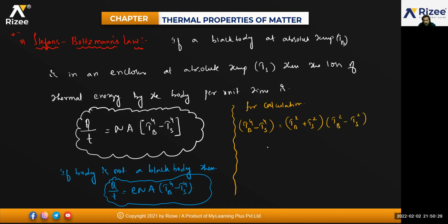So TB to the power of 4, temperature of the black body to the power of 4 minus temperature of the surrounding to the power of 4 can be written as TB square plus TS square into TB square minus TS square, that is A square plus B square into A square minus B square. A square minus B square can be written as A plus B into A minus B form. I'm just expanding that and doing the calculations, you'll get the answer. Clear, beta?